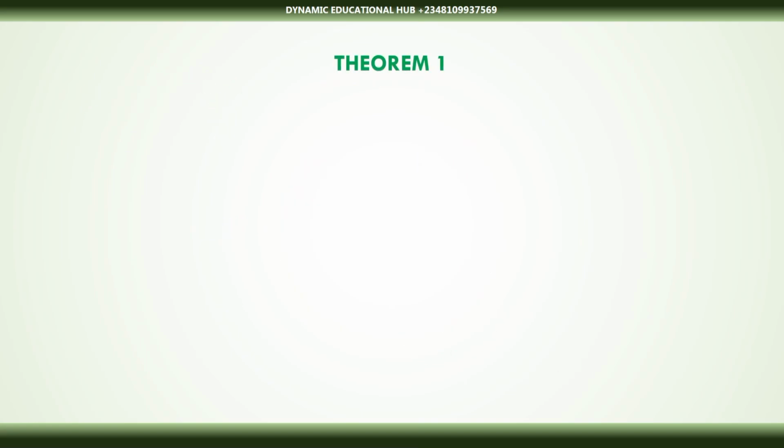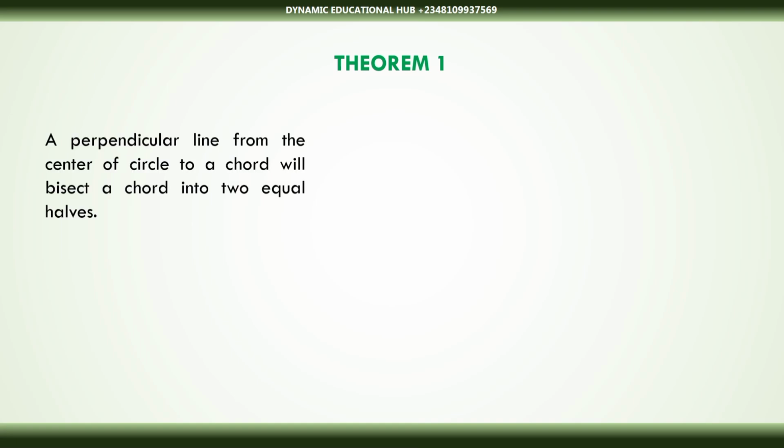The first theorem which we are going to be learning is a perpendicular line from the center of a circle to a chord will bisect the chord into two equal halves. There's one thing about circle theorems. It's not enough to know the theorem, to cram the theorem. This theorem is just a guideline for solving any circle geometric question.